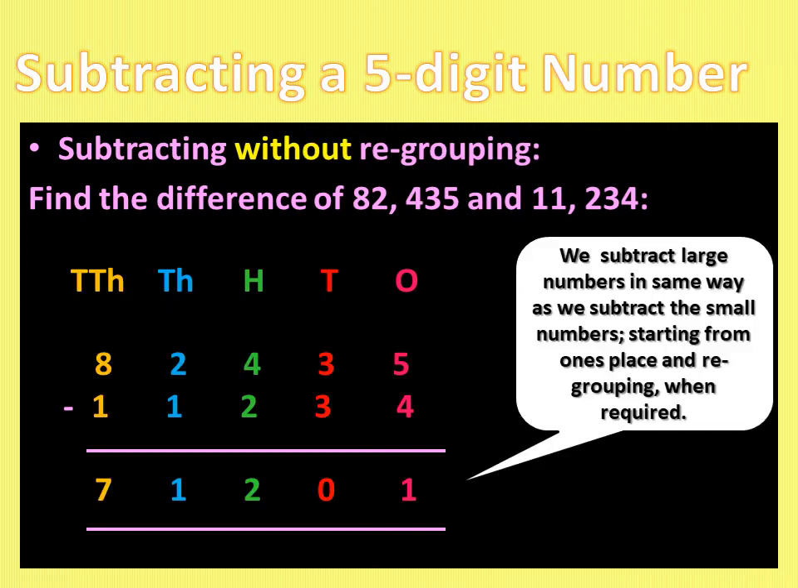Now if we have to subtract 5-digit numbers, the method is still the same. 5 minus 4 is 1, 3 minus 3 is 0, 4 minus 2 is 2. 2 minus 1 is 1, 8 minus 1 is 7. So answer is 71,201.